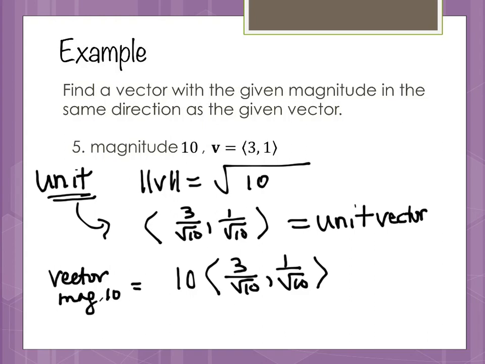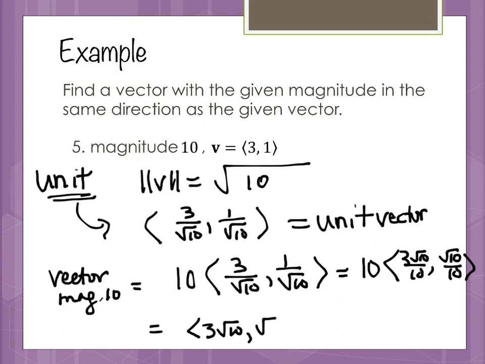Now this will actually be easier to multiply by if I rationalize first on this particular one, which is another good reason to do the rationalizing, at least on this example. So this would be 3 square root of 10 over 10 and square root of 10 over 10, right? So if I multiply 3 with the 10, what do I get for my vector of magnitude 10?